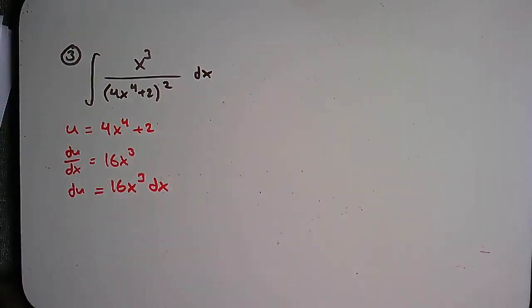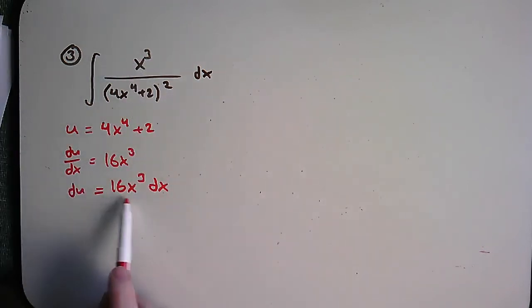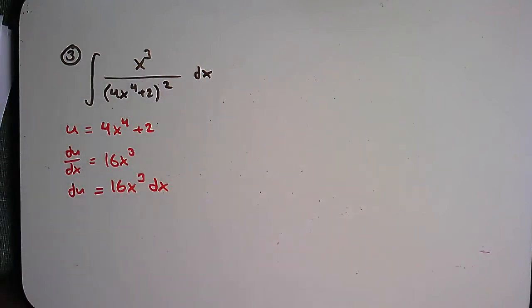Okay, so what do I have? I have a u squared in the bottom. That's fine. I can take antiderivatives of negative powers. And then I don't quite have du up here. I want 16 x cubed dx, and I just have 1 x cubed dx. This problem, I'm going to show you another trick.